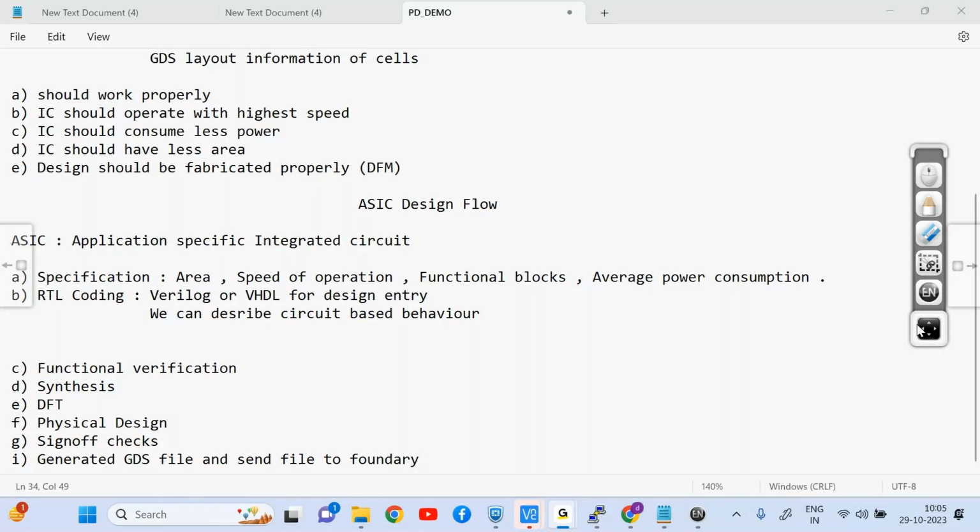Whatever you're telling, please tell me clearly. I'm not able to understand. Whatever described from initial starting, what is this? Yes, I am in the beginning step only. You don't worry. I started only with ASIC design flow.